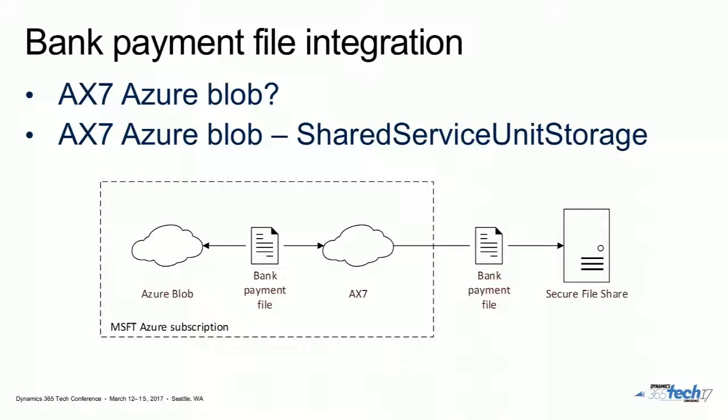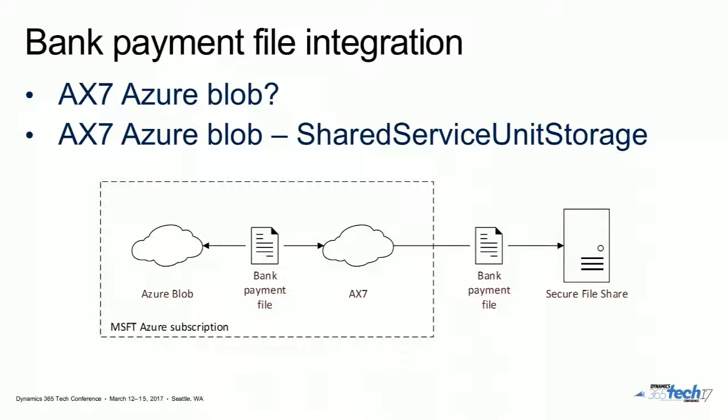The recommended solution here is to use this Shared Service Unit Storage API to save that bank payment file in X++, and then write a custom service that your on-prem application can call. The on-prem application calls this custom service, and the custom service retrieves the file. Obviously, as a custom service, it's just X++ code that retrieves the file through, again, the Shared Service Unit Storage API, and then just beams it down through the retrieve call.